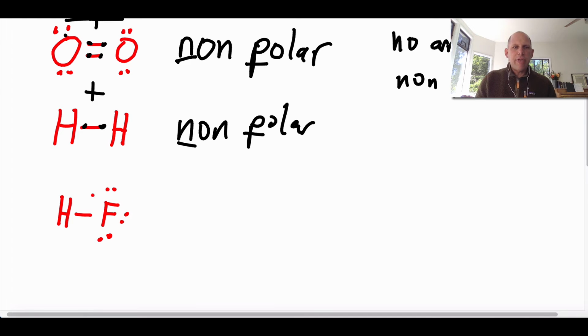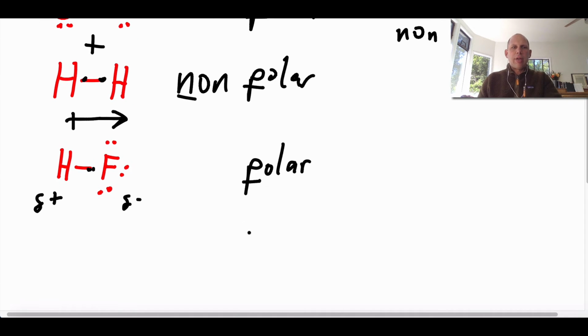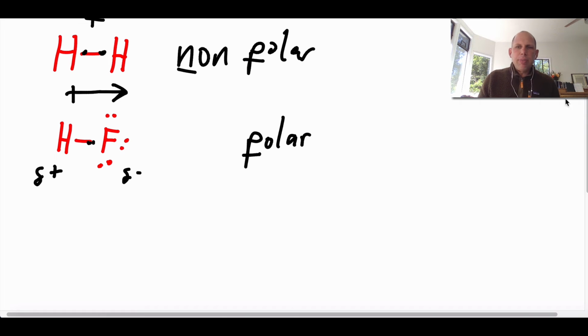Okay, so F is more to the right of H on the periodic table. So F pulls harder on those electrons, meaning they're closer over here. That means F is partially negative and H is partially positive. Okay, and this molecule now is polar. There is a pull. Okay, another example of something like that would be carbon monoxide.